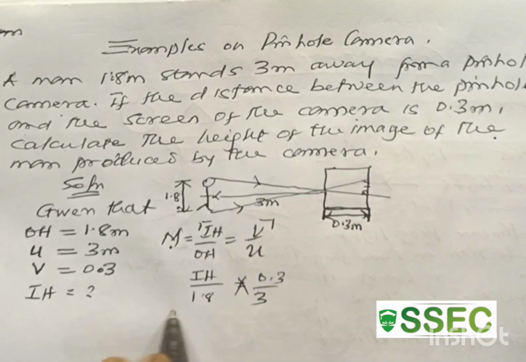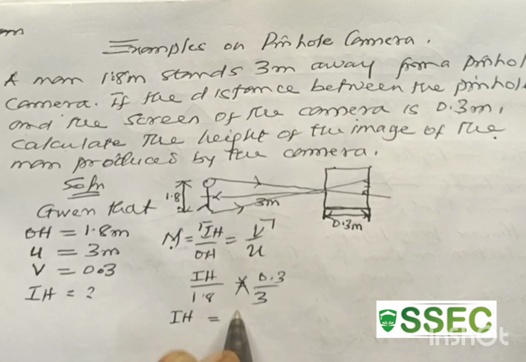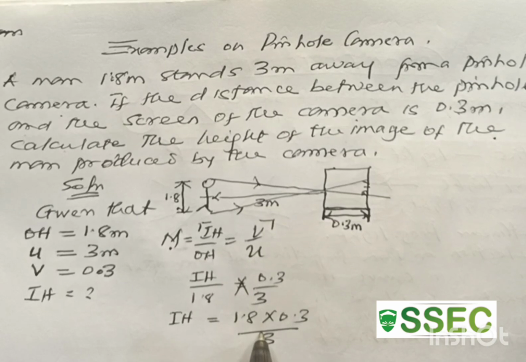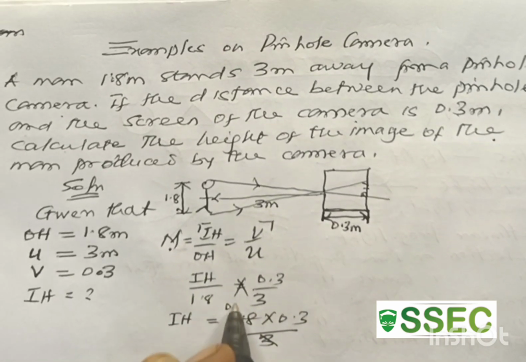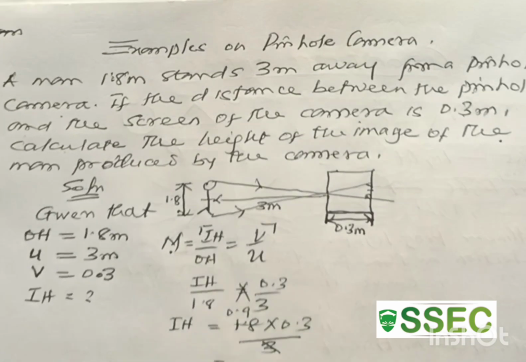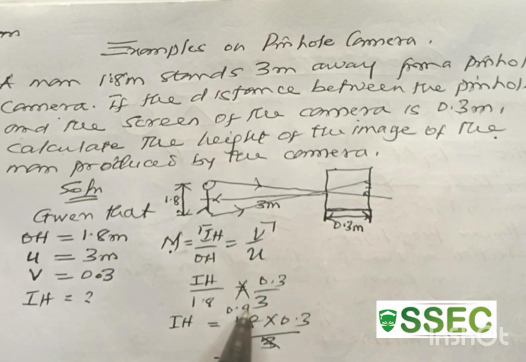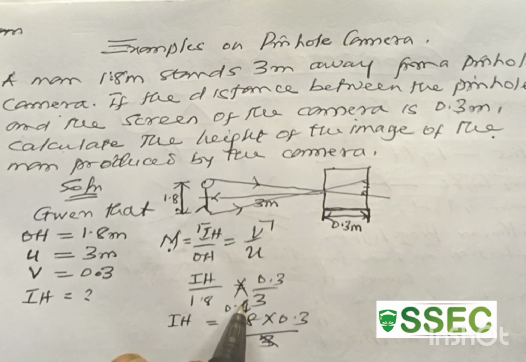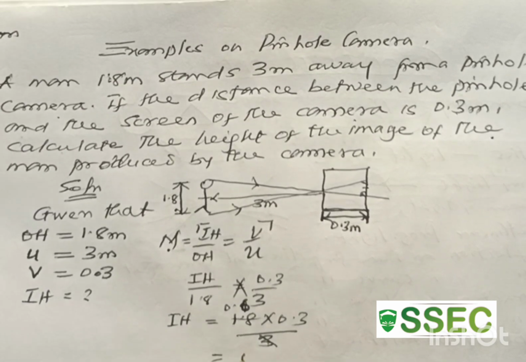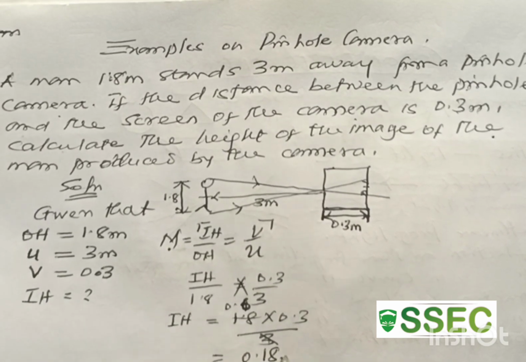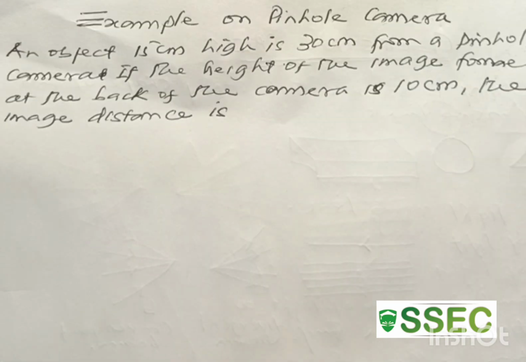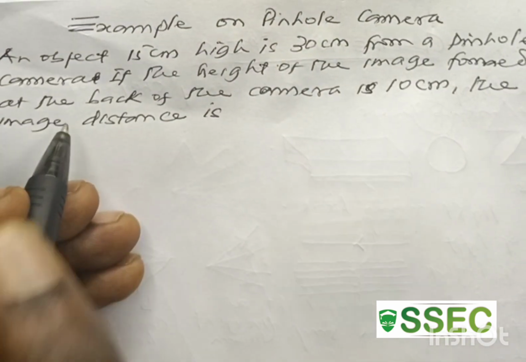So cross multiply, you have your image height equals 1.8 times 0.3 over 3. So this gives us 0.9. So 0.9 times 0.3. So 3 divided by 1.8, that gives us 0.6. 0.6 times 0.3, that's 0.18 meters. That is the image height. So let's practice this other question.